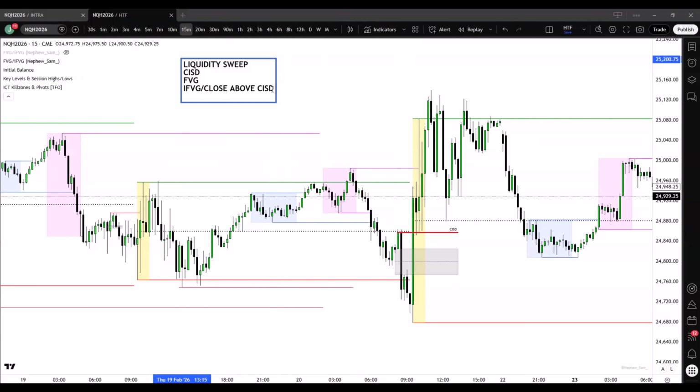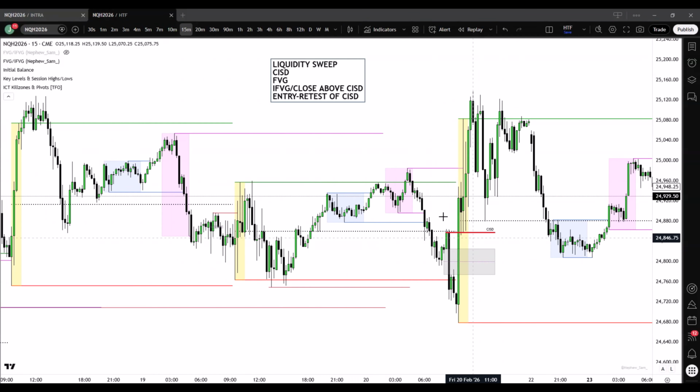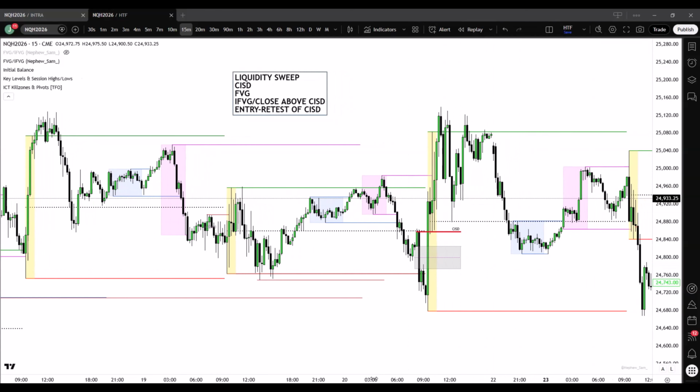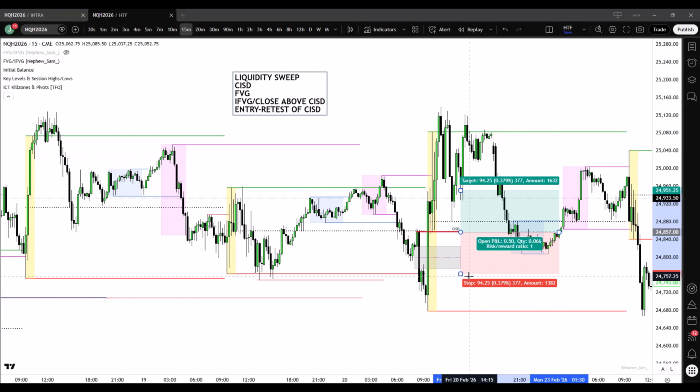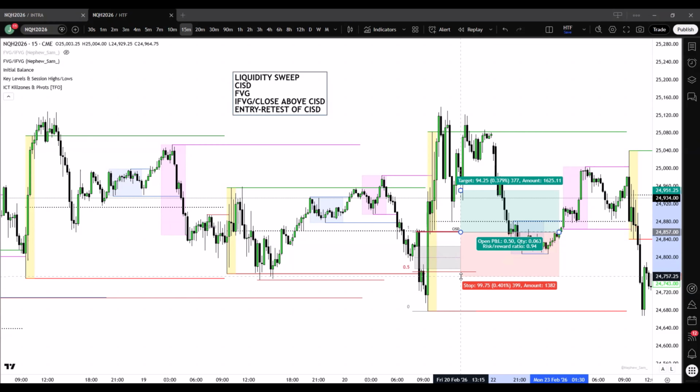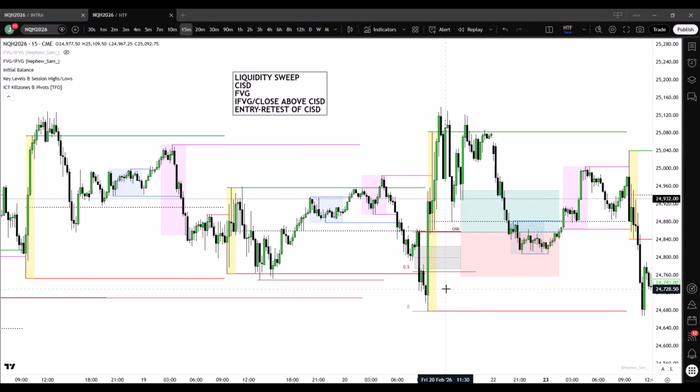The entry is going to be on the retest of the CASD. As you can see, we get a really nice retest of the CASD, and typically we will take a long position off of that. Now, where's the stop? The way I usually do it, and I think it's pretty reasonable, is you take the top to the bottom, and your stop is just below the 50% of the CASD leg.